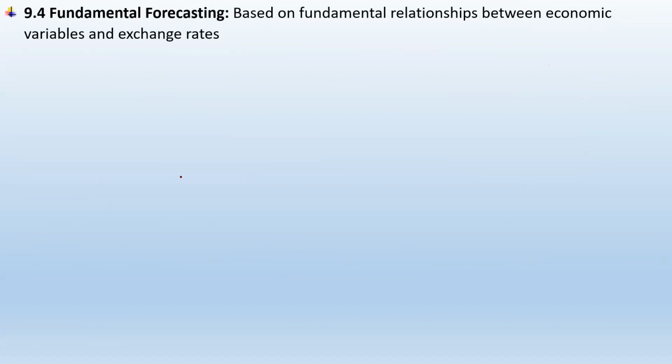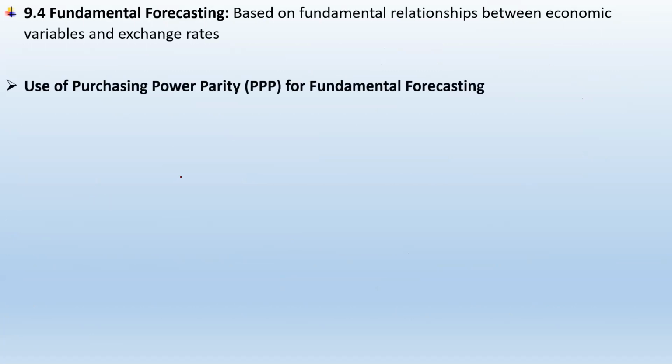The second forecasting method is called fundamental forecasting. And fundamental forecasting basically is to find the fundamental relations between economic variables and the exchange rate. Usually we do regressions. So first we can use the so-called purchasing power parity, which is the relation between inflation differential and the exchange rate movement.